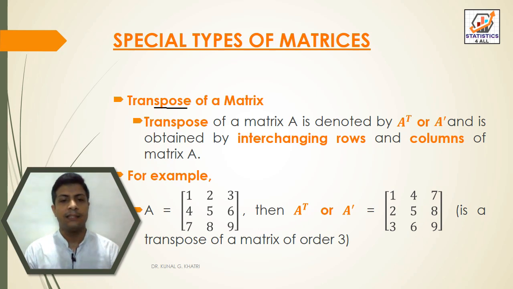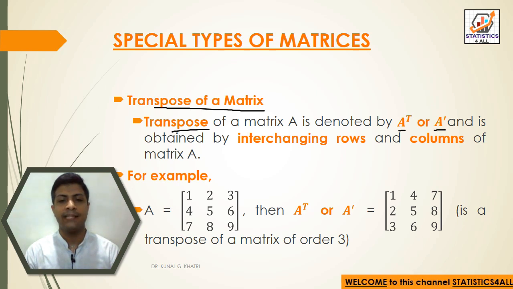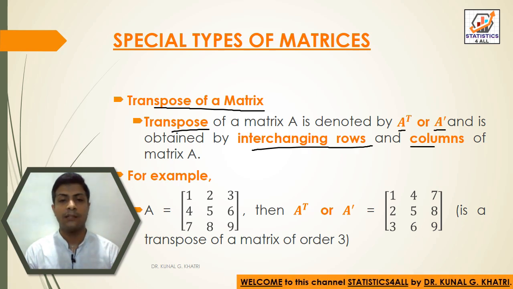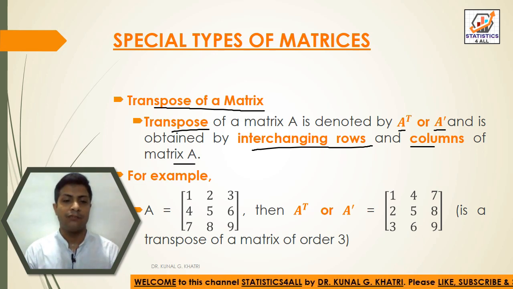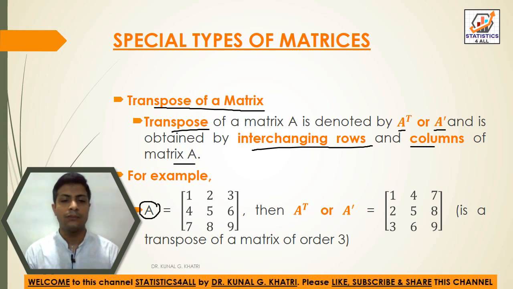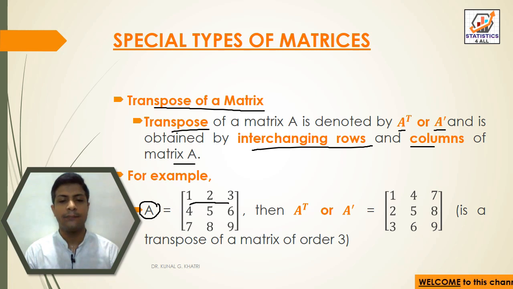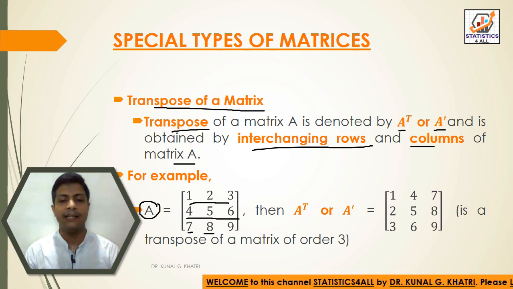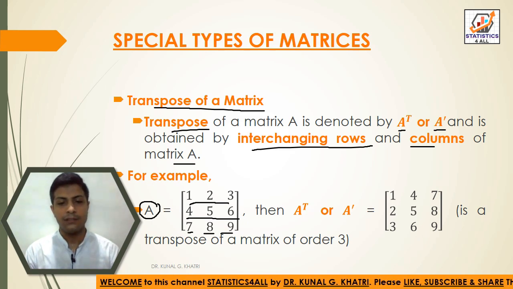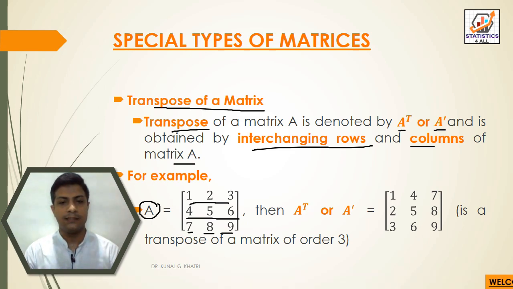Next is transpose of a matrix. Transpose of a matrix is denoted by A raised to T or A dash and is obtained by interchanging rows and columns of matrix A. For example, matrix A is equal to 1, 2, 3, then 4, 5, 6 and in third row 7, 8, 9. So here we can see that this is a 3 by 3 matrix, 3 rows and 3 columns.